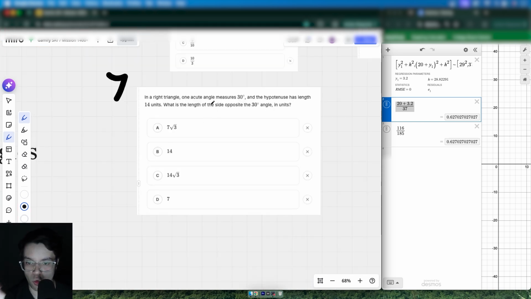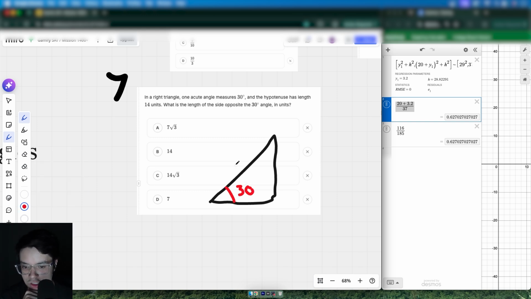So in a right triangle, one acute angle measures 30 degrees and the hypotenuse has length 14. What is the length of the side opposite the 30 degrees, in units? So let's say this is the 30-degree one, and then the hypotenuse is 14 over here. Do we have enough information to know that this is 30-60-90? Yes, because it says here it's a right triangle, so we have a 30-degree angle, and this must inherently be a right angle as well. So those are two characteristics, 30 degrees and 90 degrees, so it must be a 30-60-90 triangle.